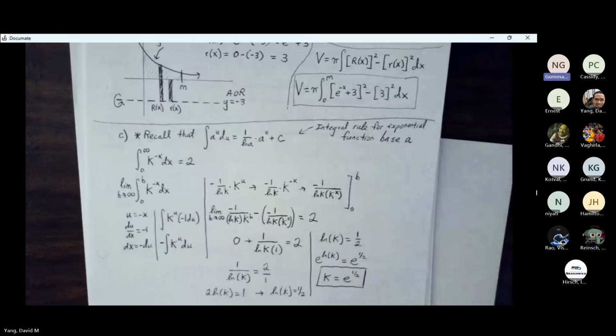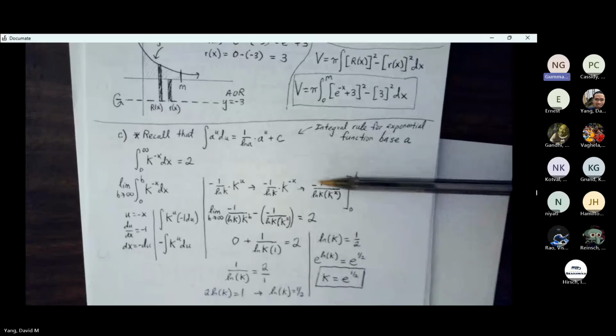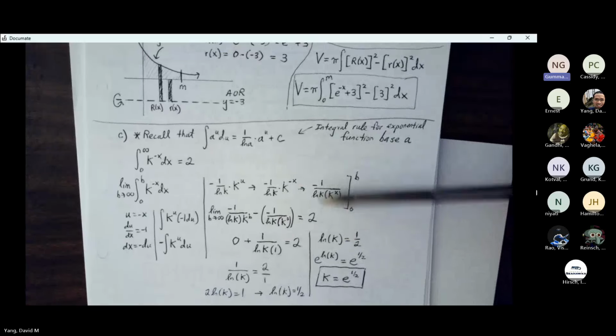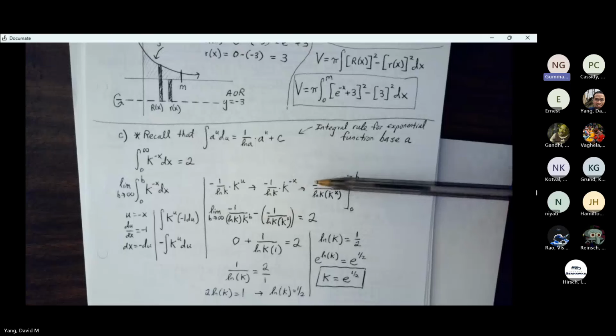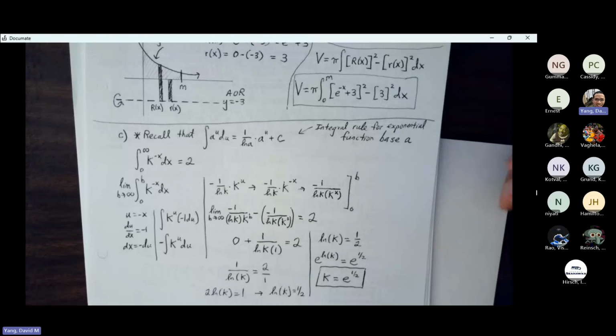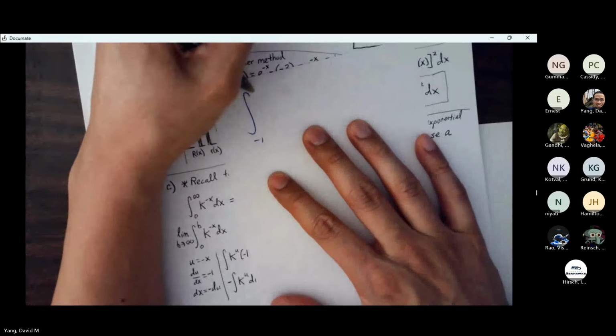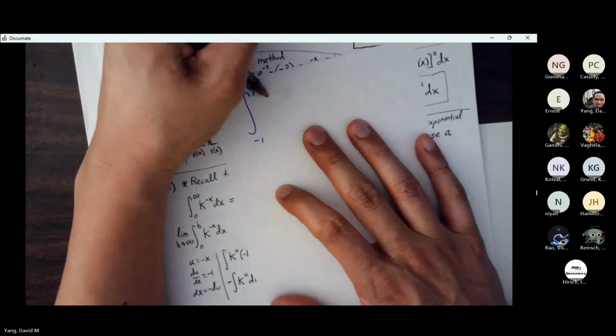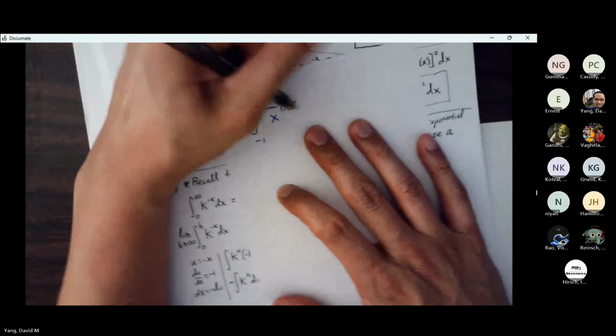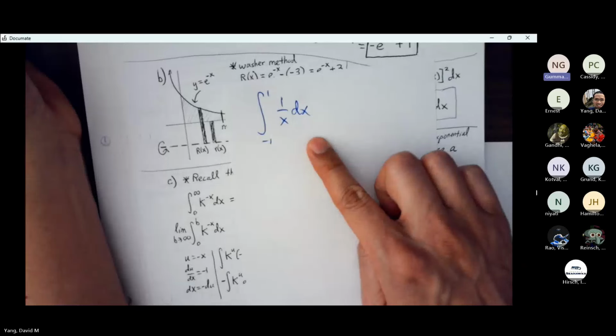Wait, so if you had a problem where it said something like the integral from -1 to 1 of 1 over x dx, how would you go through the limits? Oh, you're asking about a different scenario, right? Like this one, yeah.